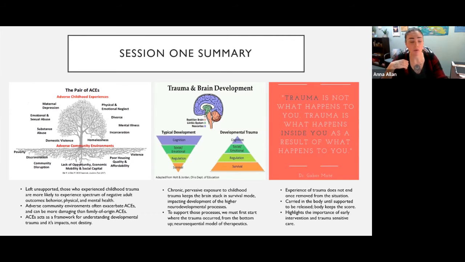When we're looking at supporting these processes, understanding that by the very nature of having children or youth in our home, their brain has been impacted neurodevelopmentally by their experiences, it's important to understand that we must first start where the trauma occurred. This is getting into the academics of it, but this was called the neurosequential model. So it's starting from the bottom up.